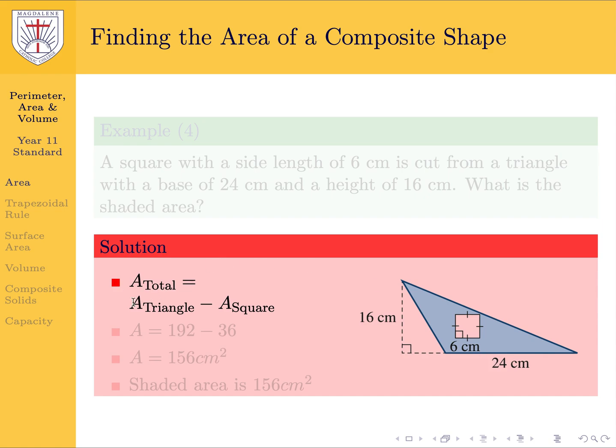So the area of the total is equal to the area of the triangle, take away the area of the square. These are formulas that we've had to make up because of the question, so they change. It's not like the area of a square, it's always going to be the same. This one you have to think about a bit more and make it yourself. So the area of the triangle is 192 and the area of the square is 36. We subtract 36 from 192 and we get 156 centimeters squared. And that is, of course, the shaded area.